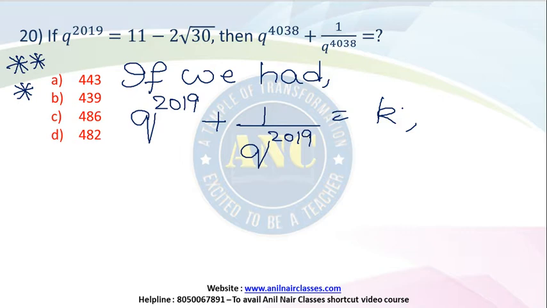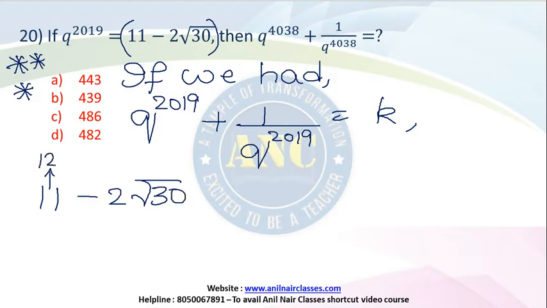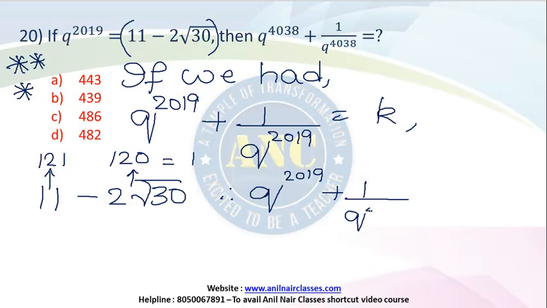Now see the concept here. The right hand side is 11 minus 2 root 30. Now let me square it. 11 square is 121. If I square 2 root 30, it becomes 4 into 30, which is 120. The difference between 121 and 120 is 1. That means whenever the difference is 1, I can say it as 2q power 2019 plus 1 by q power 2019.